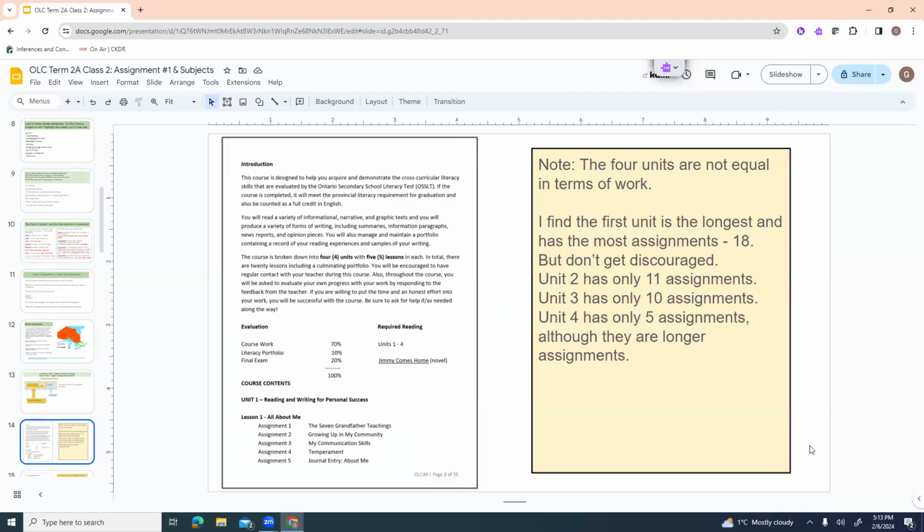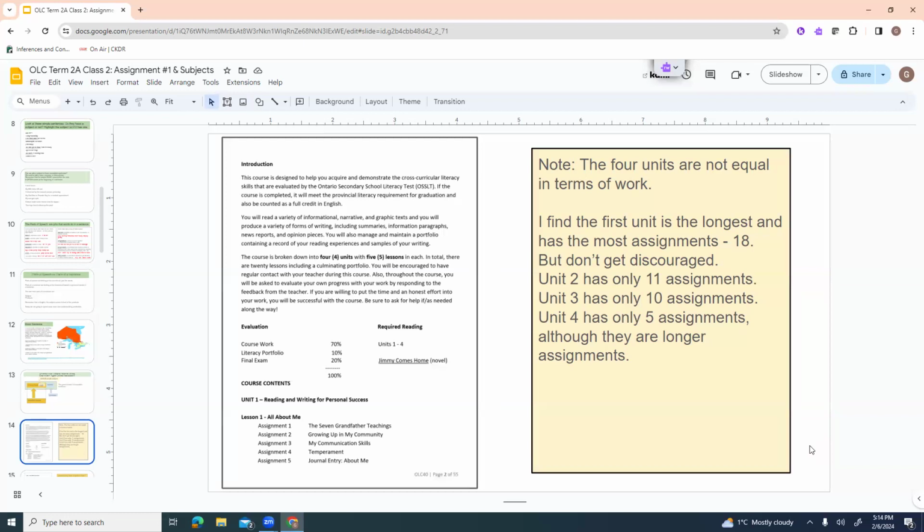The 4 units that we're going to be going through are not equal in terms of work. Sometimes I find this a bit discouraging because the first unit is the longest and has the most assignments. It has 18. People sometimes assume all the units will have 18, but they don't. It gets shorter and shorter as you go along. Unit 2 has only 11 assignments. Unit 3 has only 10 assignments, and Unit 4 has only 5 assignments, although they're longer assignments that will take you more time.